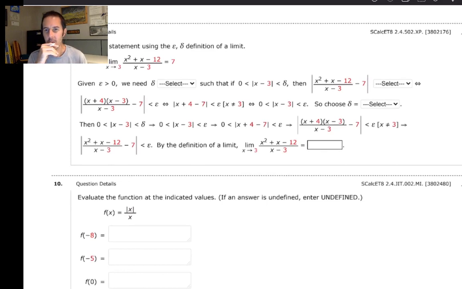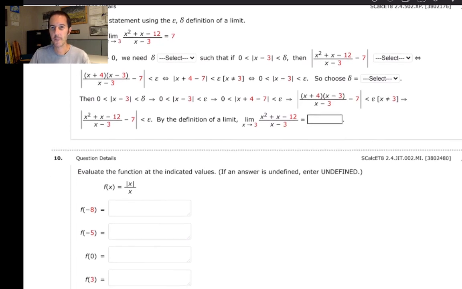Prove the statement using epsilon delta definition of a limit. Same process as number 8, just a different function. And this one you've got a denominator approaching 0, so wonder if there's something you could do to the numerator so that you could cancel out the denominator. Hint, hint, wink, wink, nudge, nudge. See what you can do.